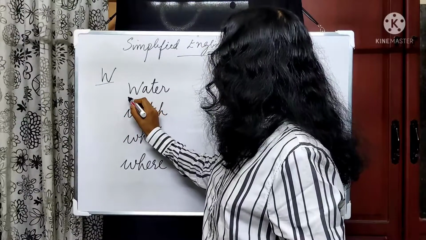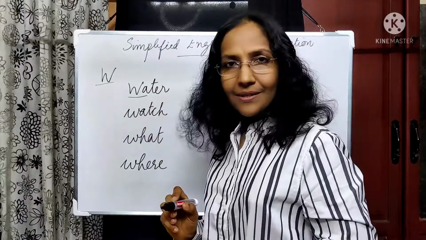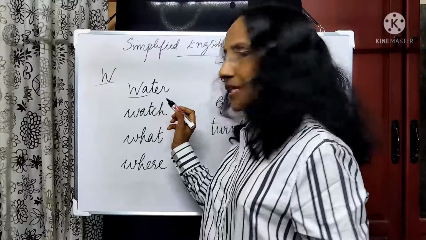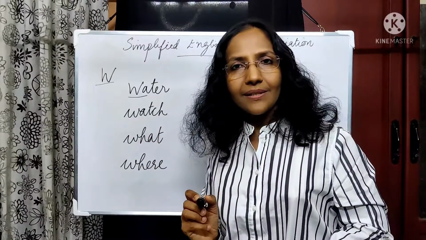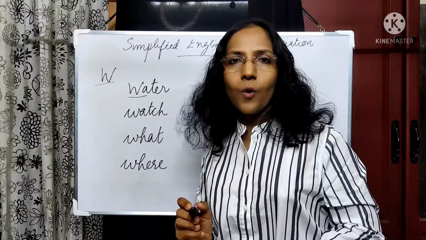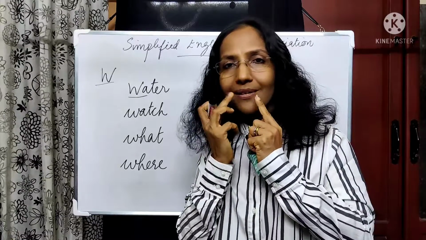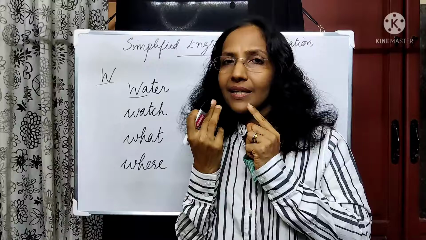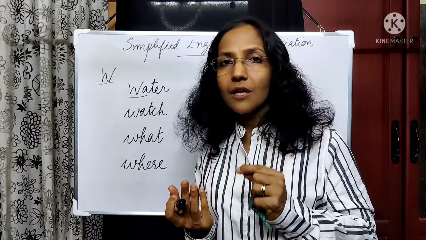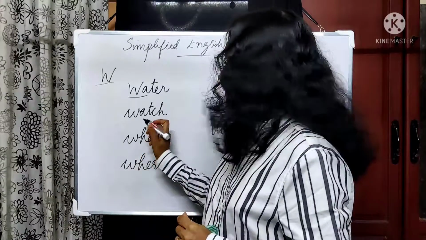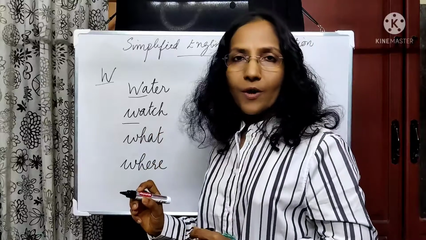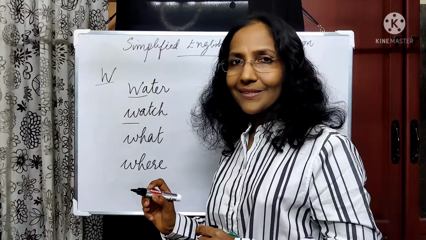Now we find the sound W is manifested through the alphabet W, and we find it is there in this word, W-A-T-E-R. And how do you pronounce it? It's water. And it's not water. Okay, so the mouth has to be rounded. Only then the exact sound can be produced. It's water. Next is watch. That's the sound.